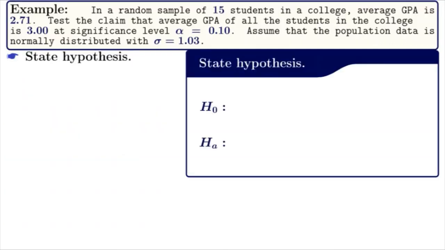Here, the claim is that the average GPA of all the students in the college is 3. So our alternate hypothesis is mean is not equal to 3. Whereas the null hypothesis is mean equals to 3.